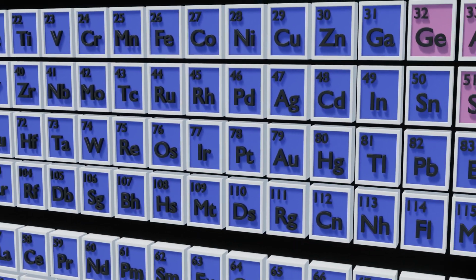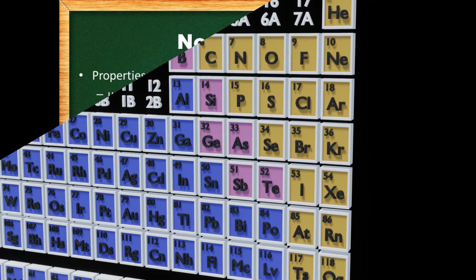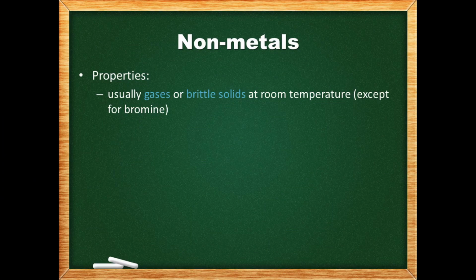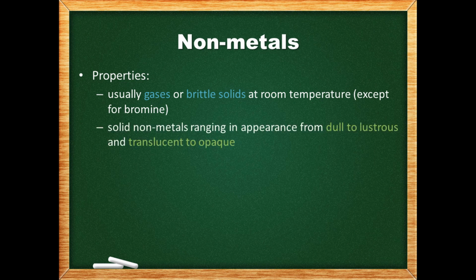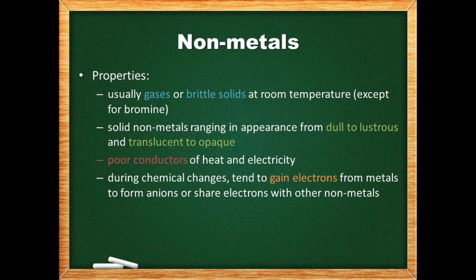Moving on from metals, we have nonmetals, which are located in the upper right portion of the table. Nonmetals are usually gases or brittle solids at room temperature, except for bromine, which exists as a liquid. Solid nonmetals can range from being dull to lustrous and translucent to opaque. They also conduct heat and electricity quite poorly. During chemical changes, nonmetals tend to gain electrons from metals to form anions, or share electrons with other nonmetals.